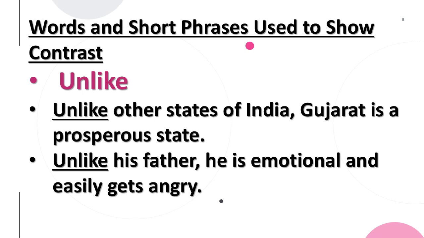Now let us look at words and short phrases used to show contrast. Unlike, for example, unlike other states of India, Gujarat is a prosperous state. Let us look at the use of unlike in another sentence. Unlike his father, he is emotional and easily gets angry. So, in all these sentences, we can see the difference between two places or the difference between the son and the father.